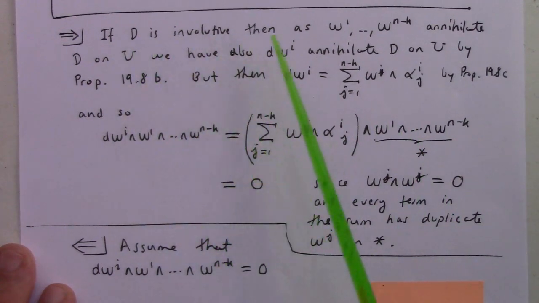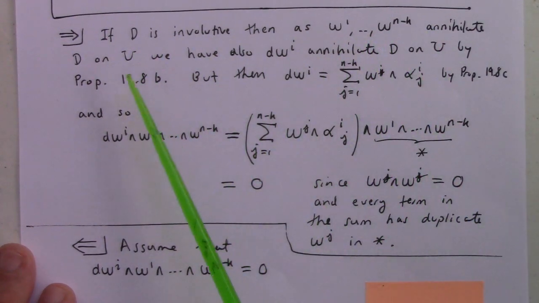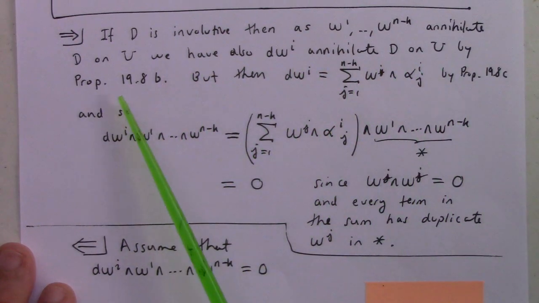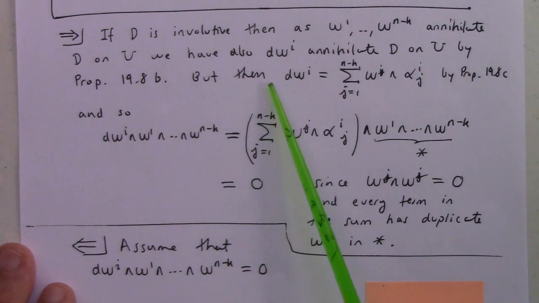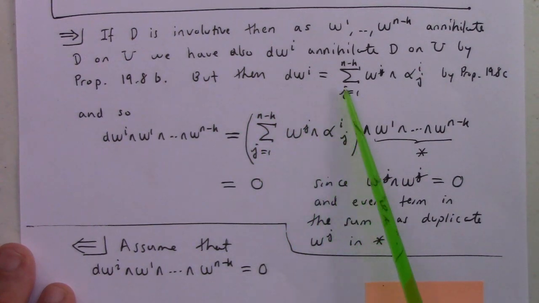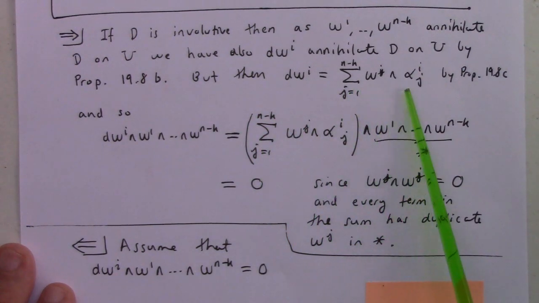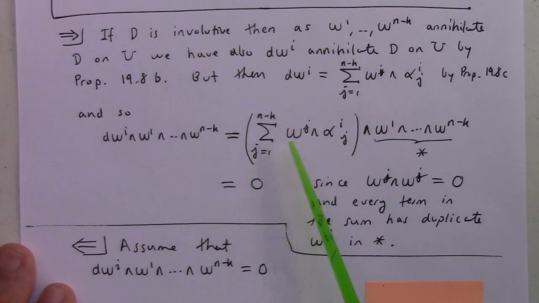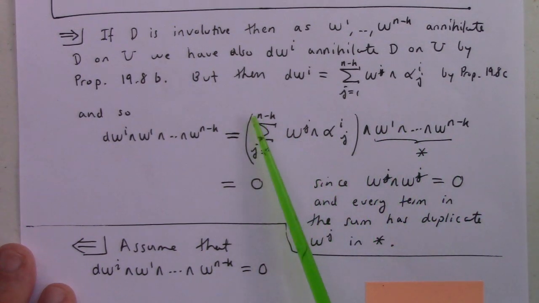So if D is involutive, that means these annihilate D on U. But we also have that d omega I annihilates D on U by proposition 19.8b, which means that we can write d omega as the wedge product of omega with some other forms. If I plug that into this grand glorious wedge product, then I definitely have a repeat of omega j somewhere in here for each j equals 1 to n minus k, and as such, this is the sum of 0 plus 0 plus 0 plus 0 plus 0, otherwise known as 0.